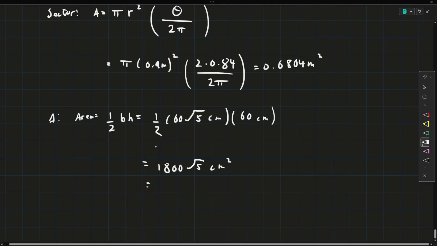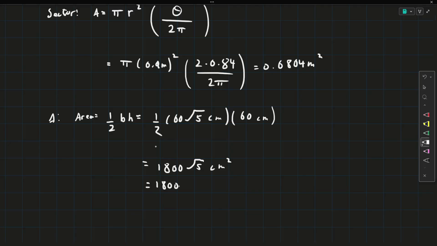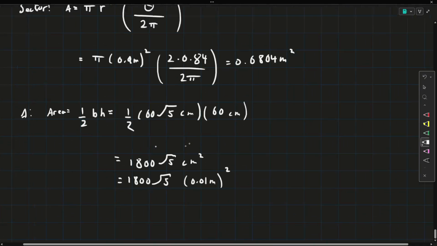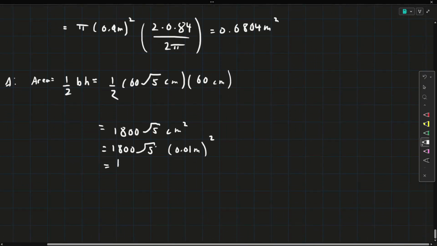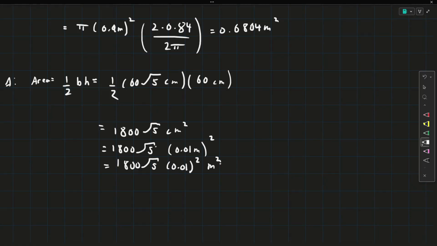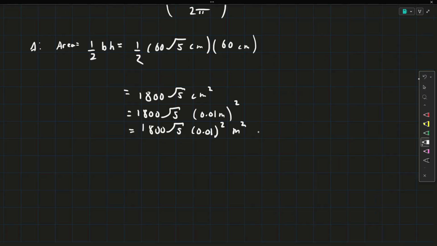To put that into meters, we say it's 1,800 root 5, and instead of 1 centimeter squared, we can write that as 0.01 meters, the whole thing squared. So we're going to multiply it by 0.01 squared, and then we have meters squared because we're squaring each of these things because they're multiplied together. And this ends up giving you 9 root 5 over 50, and that's going to be in meters squared.